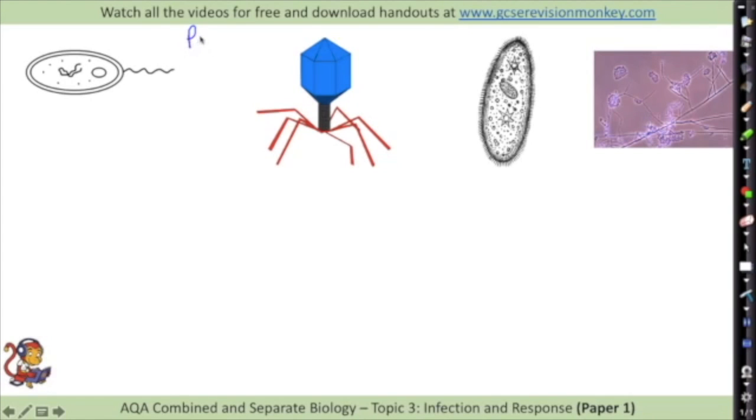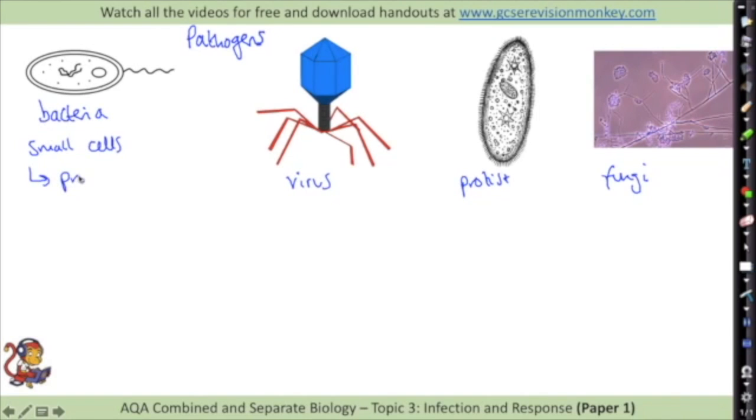All these four examples of pathogens, and what a pathogen is any microorganism that gets inside your body and makes you feel ill. So for example, that could be a bacteria, could be a virus, it could be a protist, or it could be fungi. With a bacteria, these are small cells, and to make us feel ill, these bacteria produce toxins. A virus is not a cell, and it is not living. This is just a specially shaped protein.